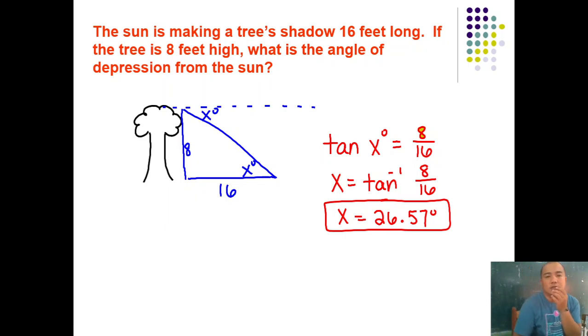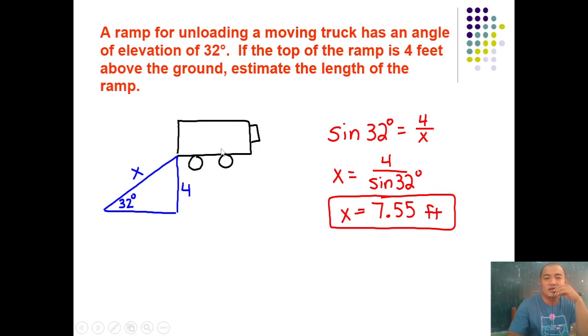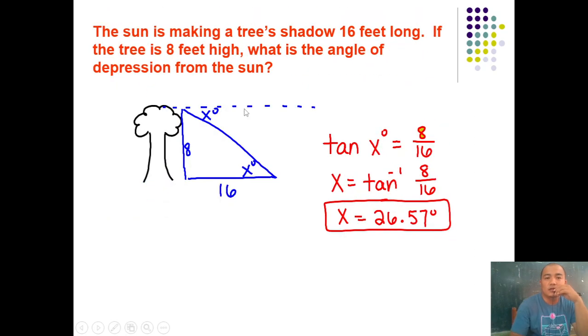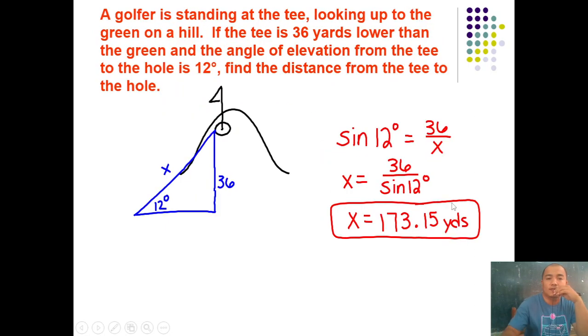The sun is making a tree shadow 16 feet long. If the tree is 8 feet high, what is the angle of depression from the sun? We're going to use tangent x. This angle of depression is the same as this angle because they are alternate interior angles and they are equal. Since the given sides are opposite and adjacent side, we're going to use the tangent function. Tangent x equals 8 over 16 or 1/2. In your calculator, press shift tan 1/2. The answer is 26.57 degrees.